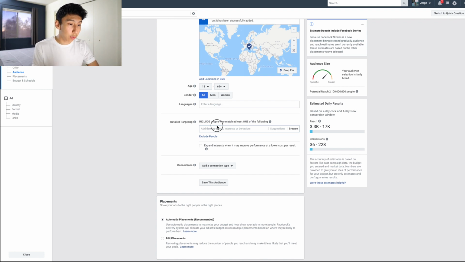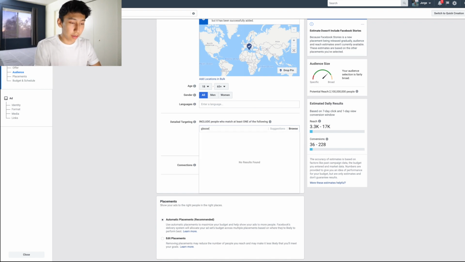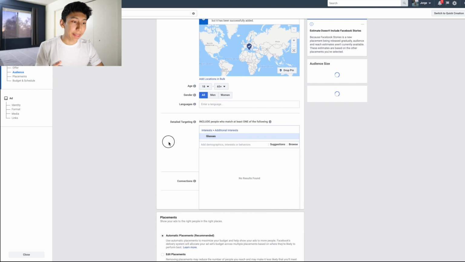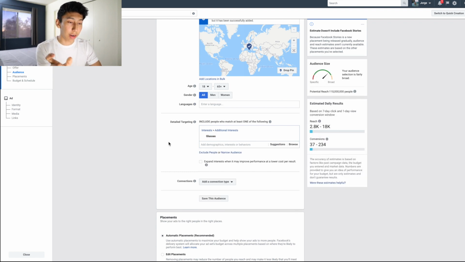So let's say we're doing these glasses, right? The interest for that, one of the first ones that I would do would be glasses, okay? So glasses, just glasses in general. And right here it says the size of that audience. So the size that Facebook has of people interested in glasses is over 98 million people. That's a huge amount of people, which is perfectly fine. So here we're going to target glasses, and that's the specific interest, right? That's what is related to our product.